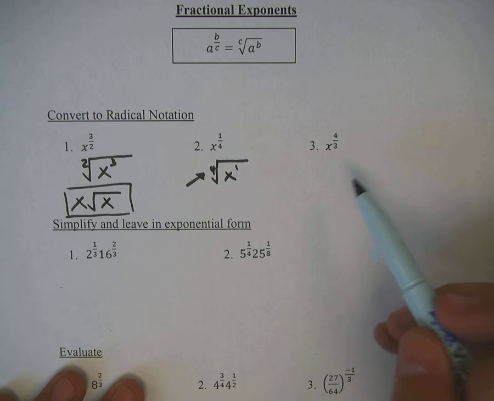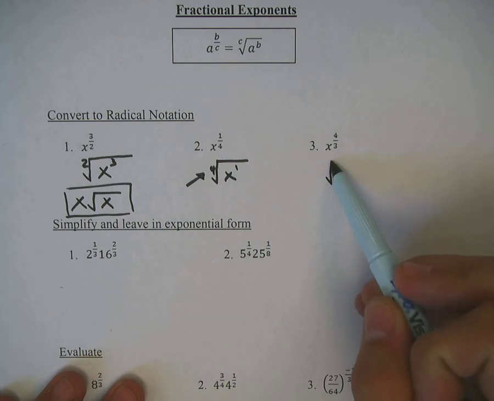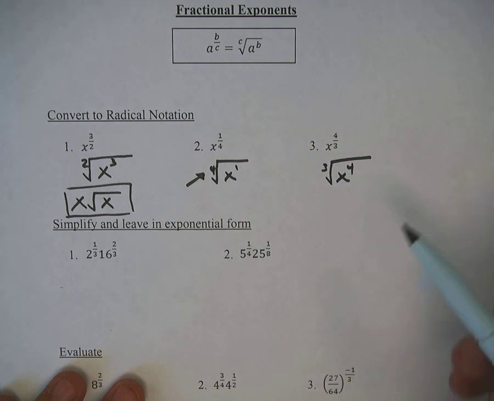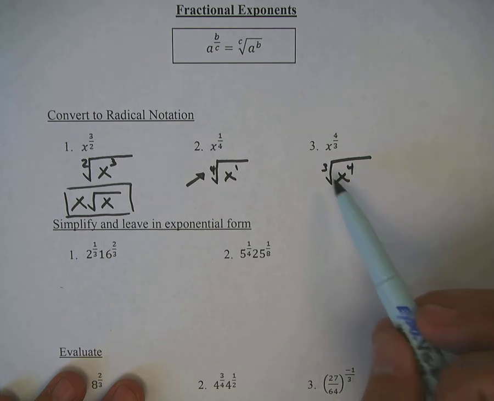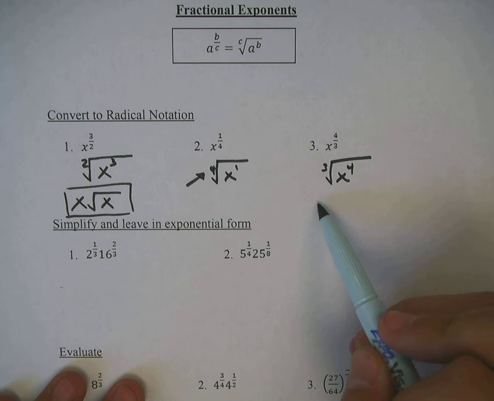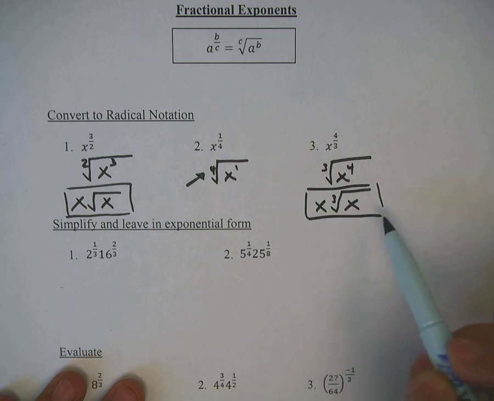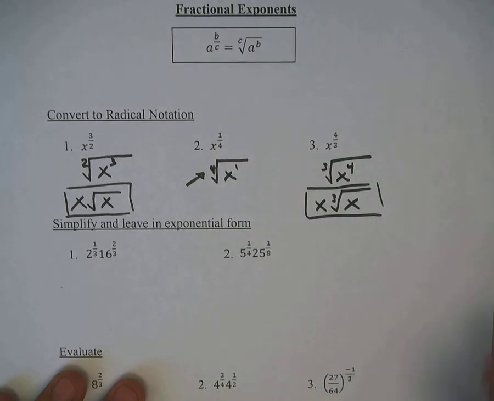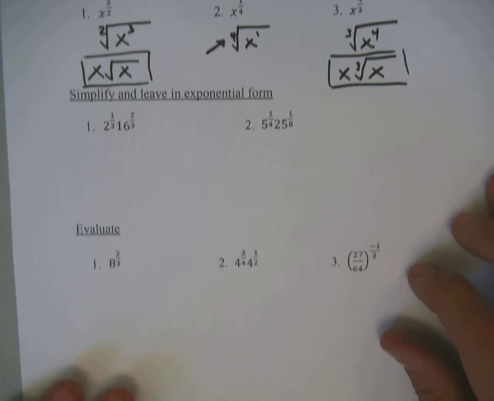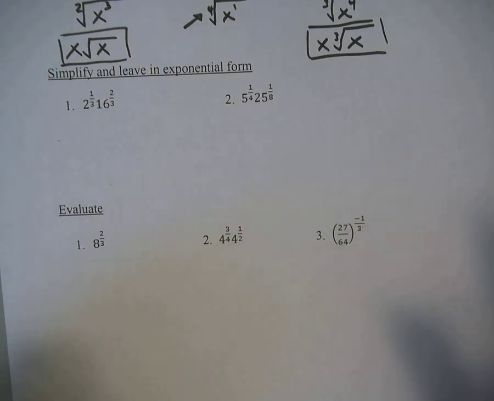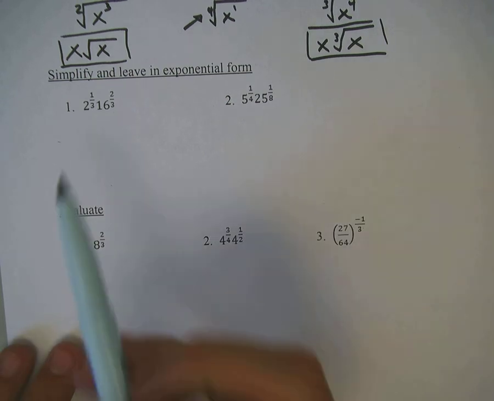One last one. Let's try this one right here. I'm going to write it as the cube root of x to the 4th. So the cube root of x to the 4th would be x cube root x. And there you go. Simple as that. So converting to radical notation isn't incredibly difficult, but things can get kind of complicated. Let's take a look at this problem here.